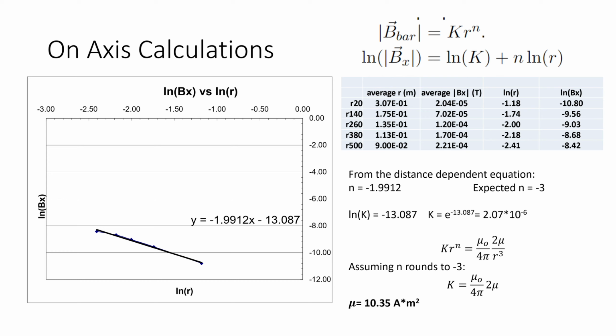We are then able to use these numbers to calculate our mu value, and in order to do this we have to assume that n is going to round to negative 3, so this is going to create a little bit of some discrepancies in our data, but when we round that to negative 3 we find that mu is equal to 10.35 amperes per meter squared.